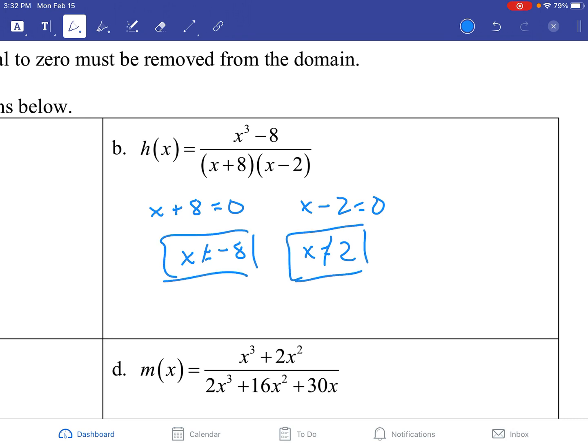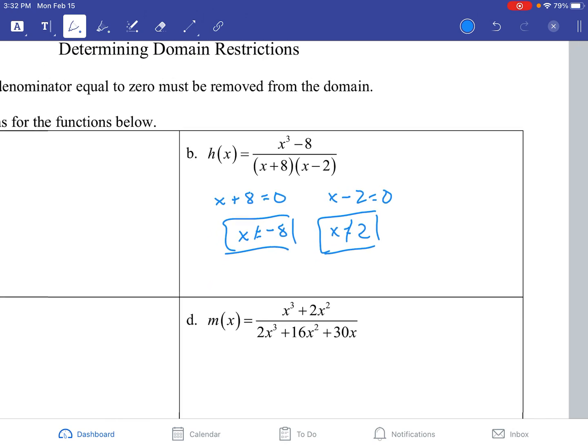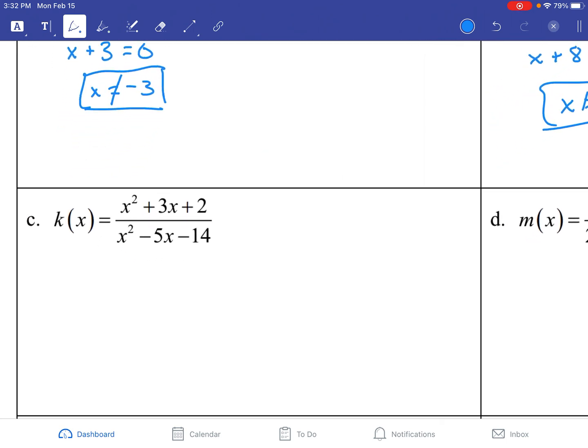So if we solve our equation and find out that x is going to be equal to negative 8 or positive 2, those values, because they would cause the denominator of your fraction to be 0, can't be used. Okay. All right. Next problem.